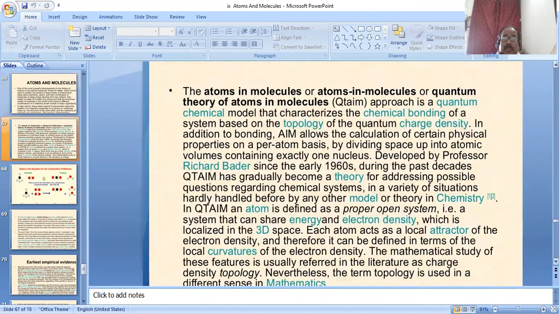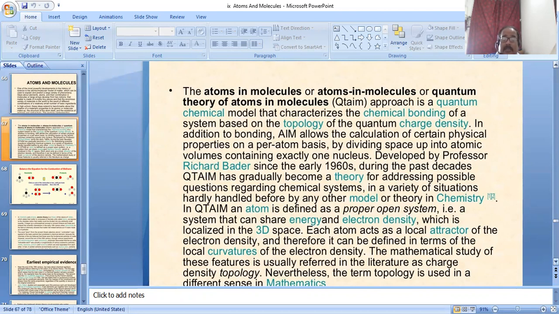Atoms in molecules, or the quantum theory of atoms in molecules, is a quantum chemical model that characterizes chemical bonding of a system based on the topology of the quantum charge density. In addition to bonding, AIM allows the calculation of certain physical properties on a per-atom basis by dividing space up into atomic volumes containing exactly one nucleus. It was developed by Professor Richard Bader since the early 1960s.